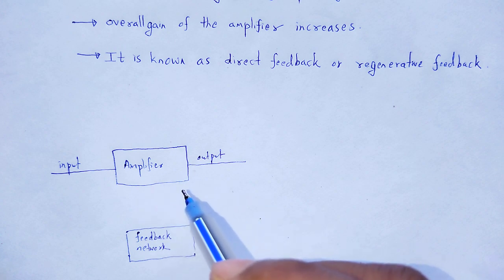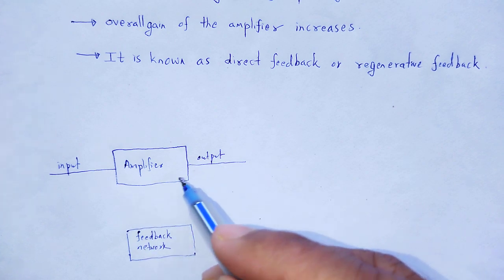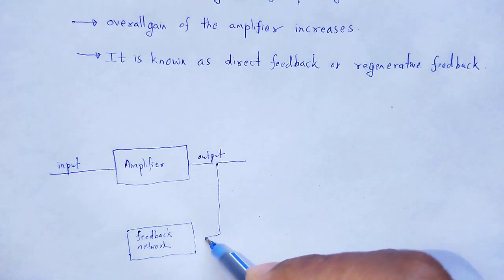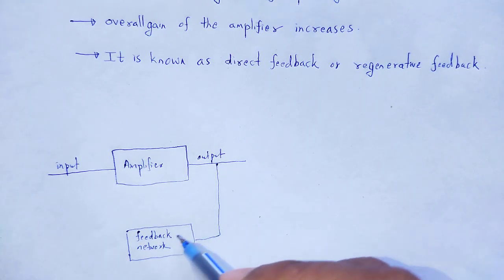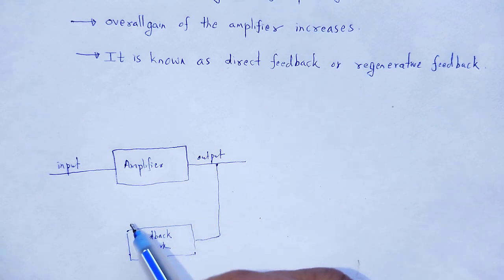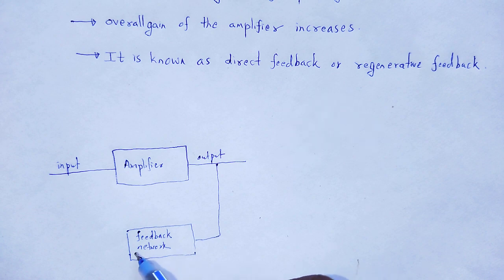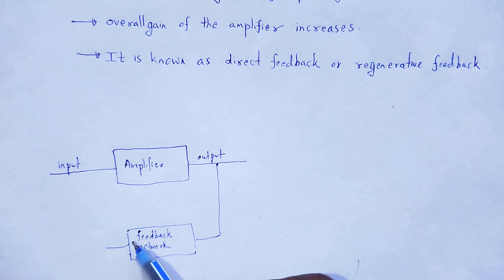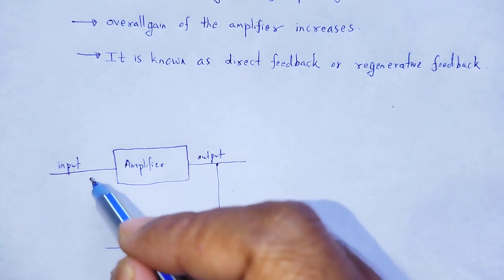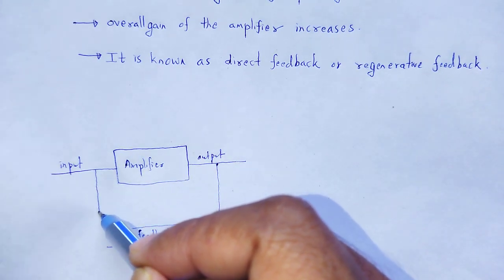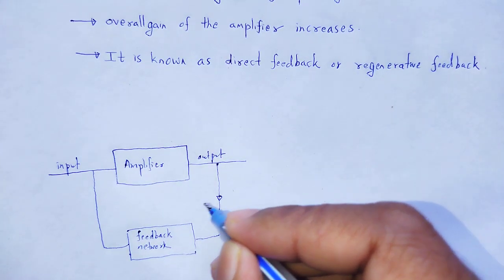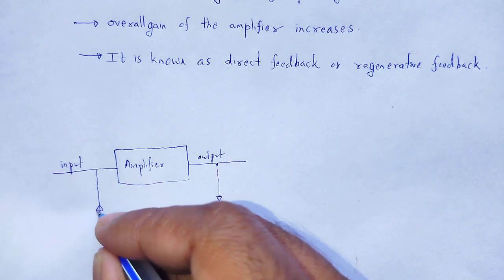As we say, in a feedback amplifier, the output of that amplifier goes to that feedback network, and after that the output from that feedback network goes to the input of that amplifier.